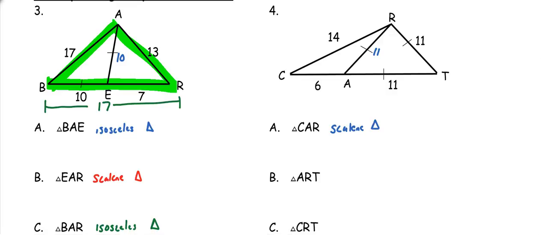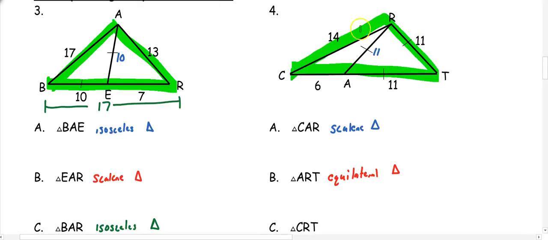In the next triangle that we're going to look at, ART, all of the sides are the same, so when they are all the same, it is an equilateral triangle. And last, when we look at triangle CRT, we have a side that's 11 and a side that's 14, and we need to add on the bottom to get the last side is 17. Again, we have all different sides, so this is a scalene triangle.